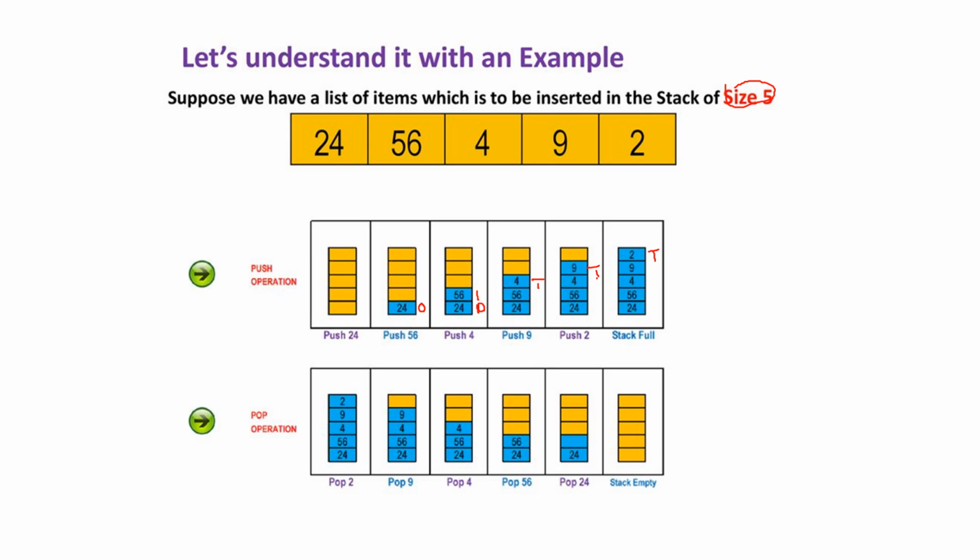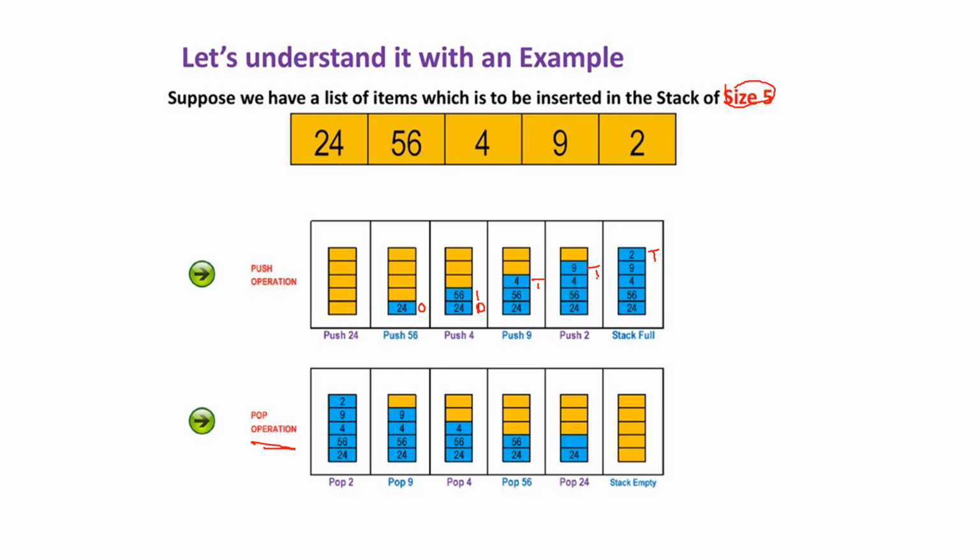Now coming to the pop operation. Pop means deletion. So before performing the pop operation, let us find out whether the stack is empty or not. If it is empty, we can't perform the pop operation. That is the condition you need to cross verify, then you can delete one by one. If the stack is not empty, we can delete one by one.